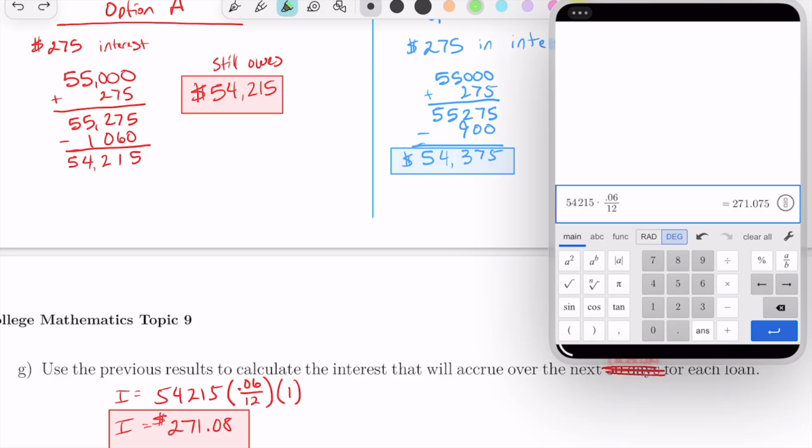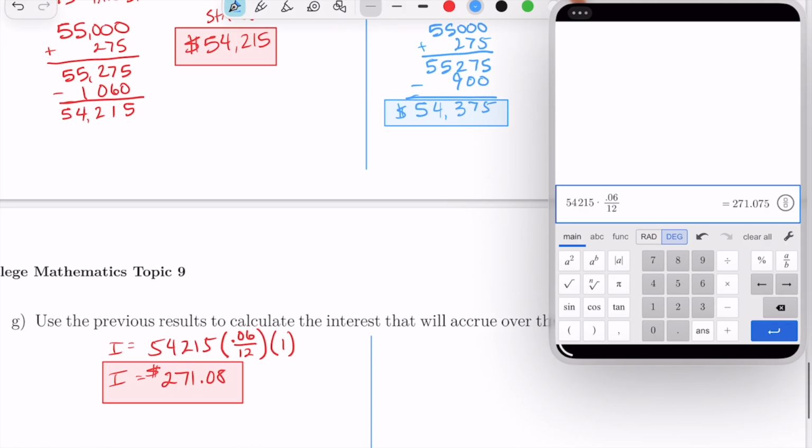She made a payment, so she owes less money, which means that in the same amount of time, she's going to owe less interest. So as you make payments, the amount of interest that you pay will begin to decrease. Let's look at option B now.